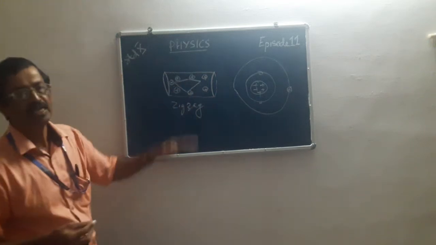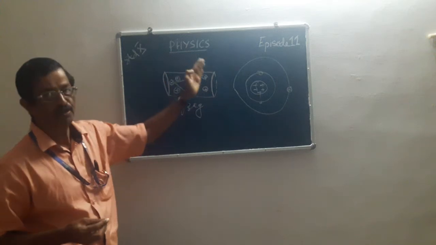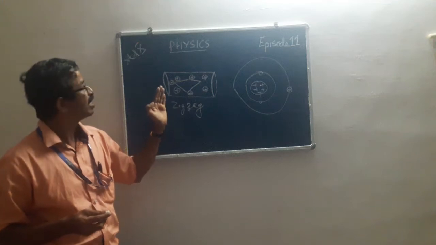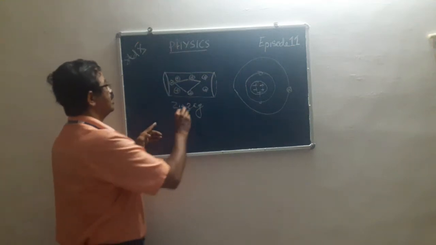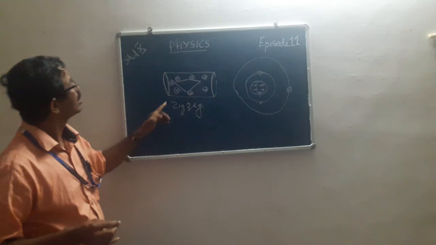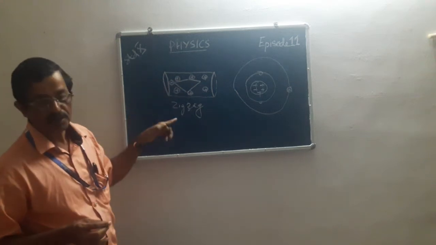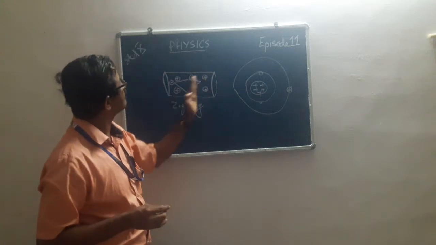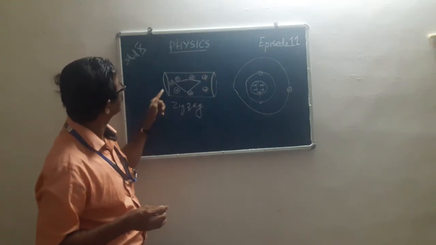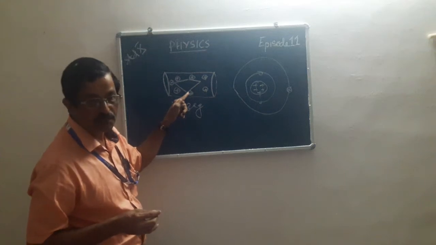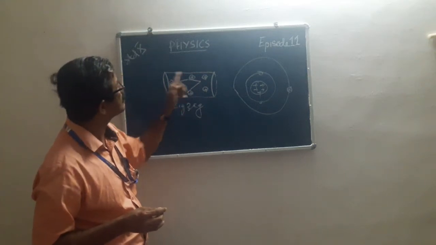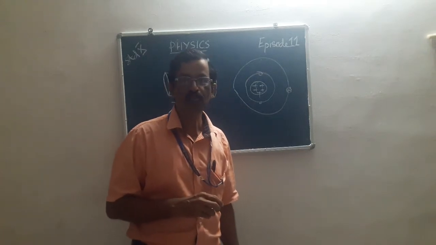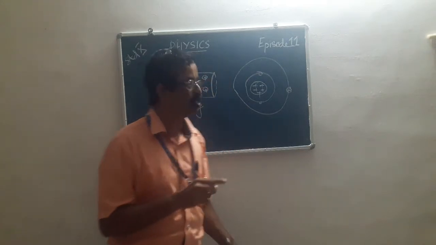How is it moving? It is in a zigzag motion. And during this collision, the net speed, or the average speed, is zero. The average speed of the electrons in this metal is zero if it is not connected to an external source.